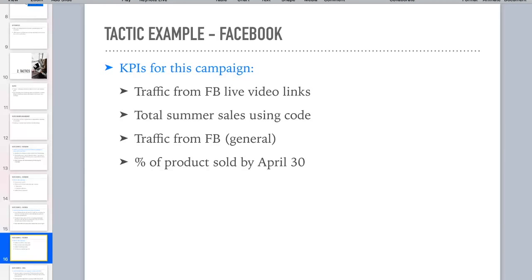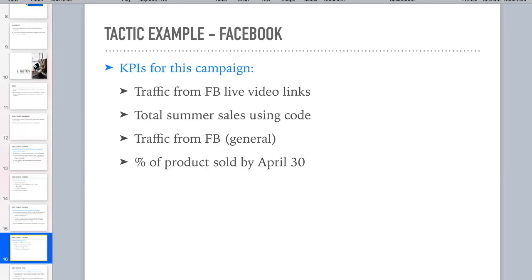And a very important metric, especially from a sales perspective, is percentage of the product sold by April 30th. So did you reach this goal? And then you can use the other KPIs and the other measurements to determine why or why not. So if there was this great lift in traffic, was there a simultaneous lift or high usage of that summer sales code, speaking to the conversion?